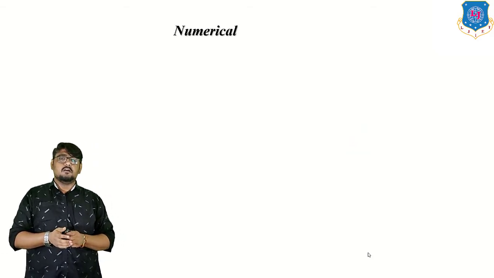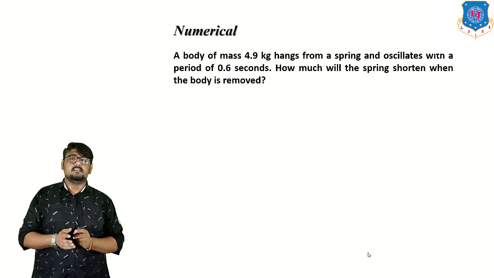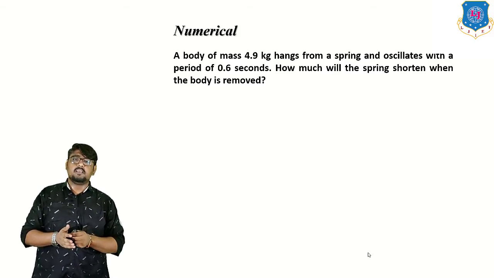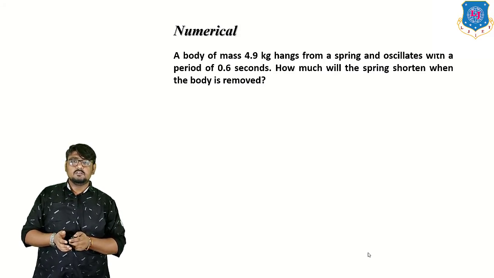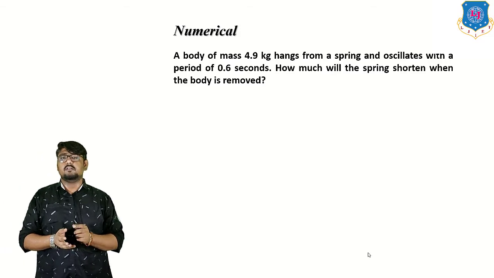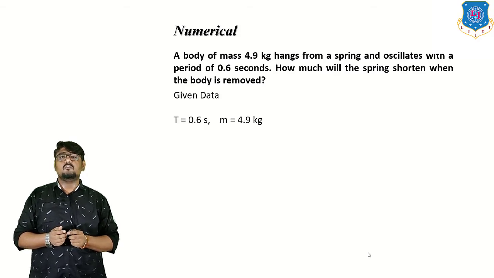Consider a body of mass m = 4.9 kg hanging from a spring and oscillating with a period of 0.6 second. How much will the spring shorten when the body is removed? Over here, only two data are provided: time is T = 0.6 second and mass is m = 4.9 kilogram.